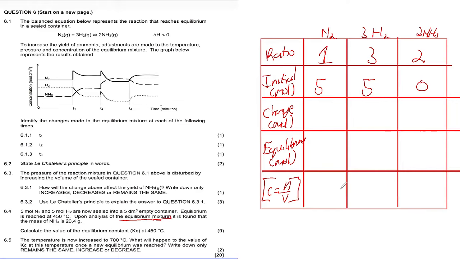So here, but remember, we need the number of moles, not the mass. So what we need to do now is calculate the number of moles of NH3 using that mass. So we have m over M. So that's 20.4 divided by the molar mass of NH3, that's 14 plus 3, that's 17. Then if we divide that, we get 1.2 mole, right? So we have 1.2 here. And then that's 1.2.